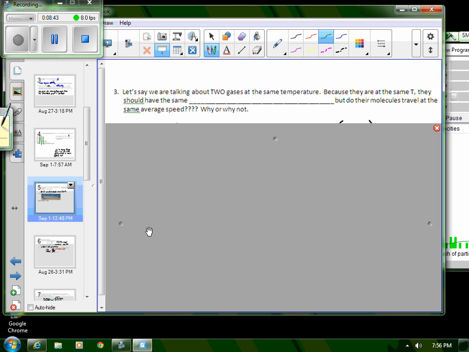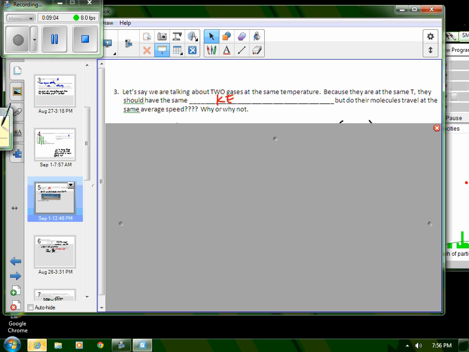Let's say we're talking about two different gases, and they're at the same temperature. Because they're at the same temperature, they should have the same what? The same kinetic energy. Remember, temperature measures kinetic energy. But do their molecules necessarily travel at the same speed? You probably remember this, maybe from CP Chem, I hope.